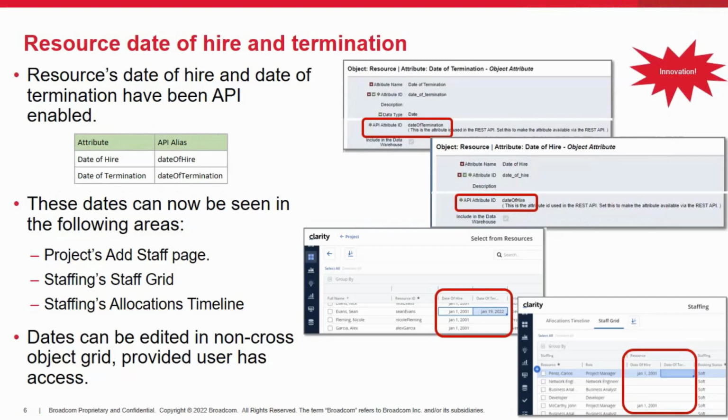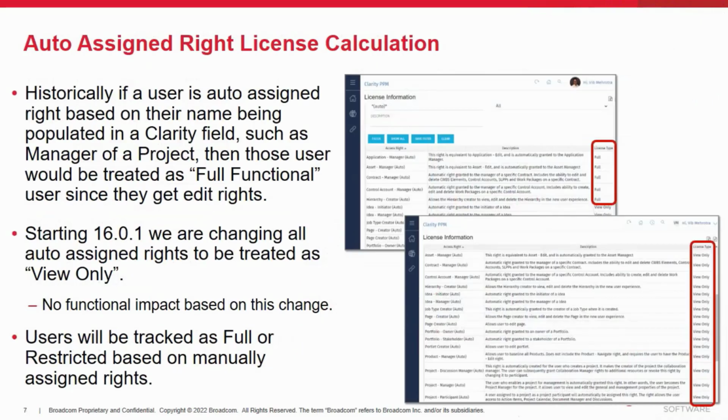These two dates, after making them API enabled, will be available in the following areas in modern UX. They'll be available in the projects add staff page, the staffing staff grid, and the staffing allocation timeline. The staffing allocation timeline is new in the 16.0.1, which will be covered in the staffing section of our training. These dates can also be edited in the cross object grid, which would be the staffing workspace, provided the user has edit access.